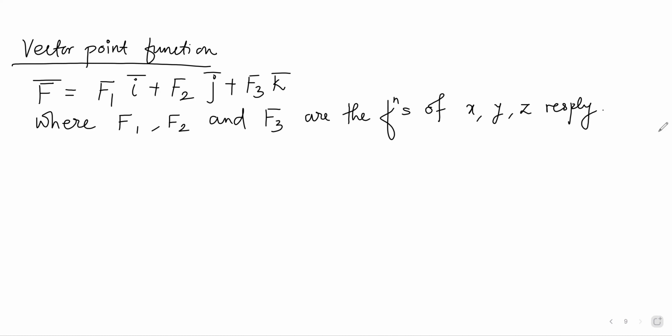So when this del operates on this f bar scalarly, that means you get a scalar quantity out of this, correct? So that means dot product. So it gives you the new thing which is called the divergence of f bar, and it is used for calculating the electric flux. Okay.